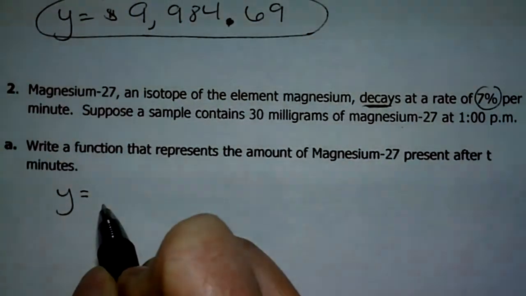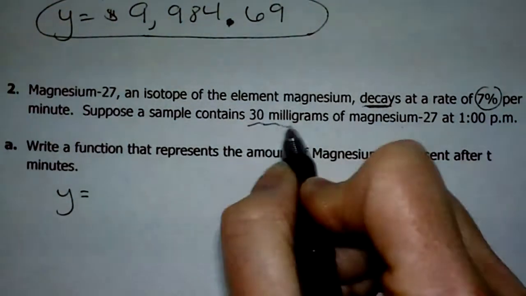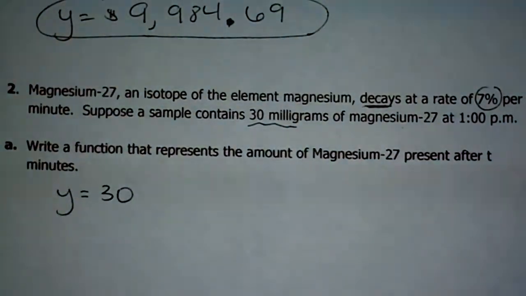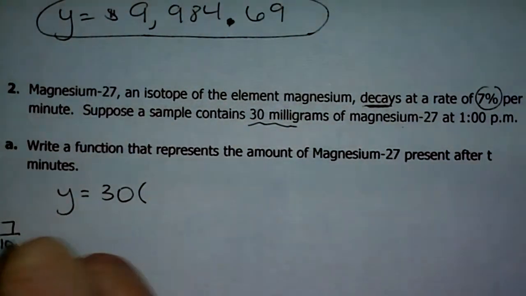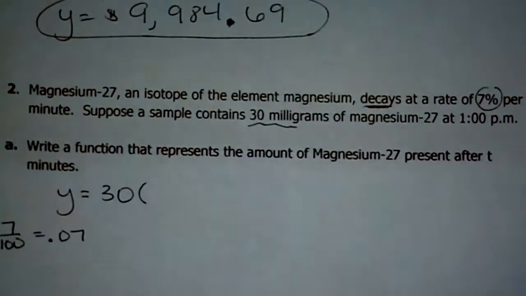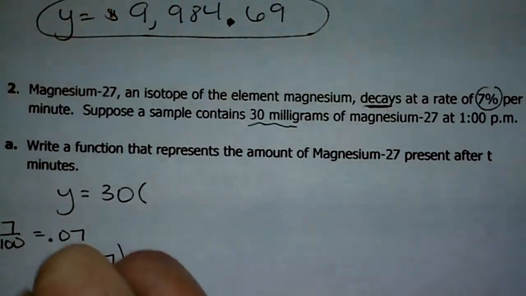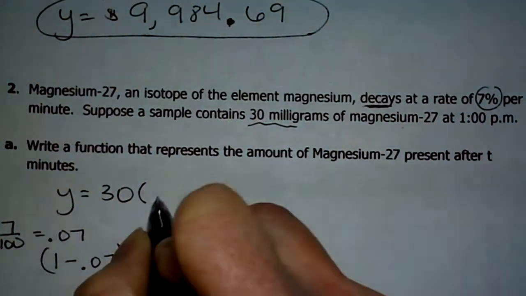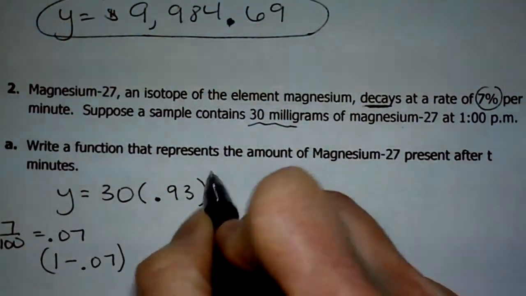A is supposed to be my initial amount. Do you remember what my initial sample is? It's not 27. It's not 7%. It says the sample contains 30 milligrams. So that's my initial amount, right? I'm supposed to multiply that by 1 minus the decay rate as a decimal. So the decay rate is given as 7%. So I need to change that into a decimal. And then I subtract it from 1. So when you do that, you get 93 hundredths, and I want a general function. I want just a rule, so I'm going to leave this as t for time.